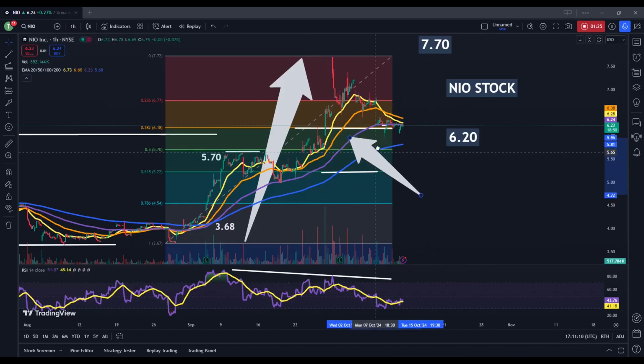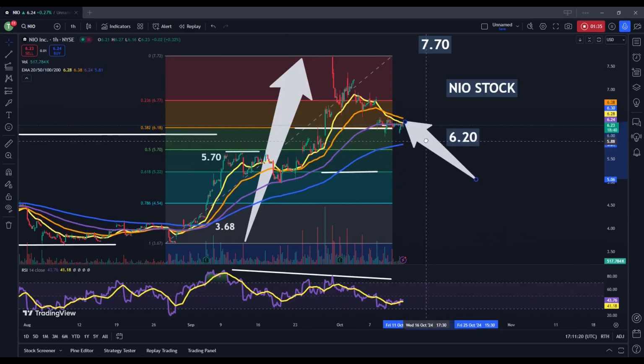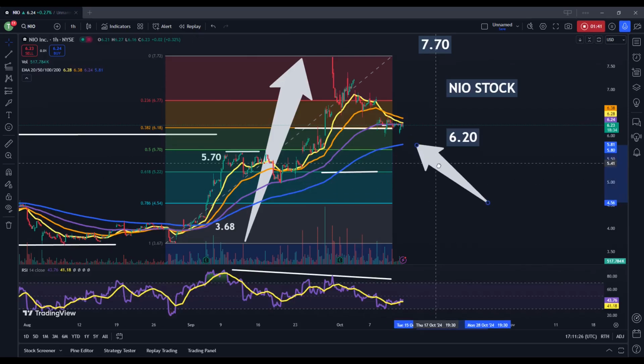So, this is the 38.2% Fibonacci retracement. It's an old resistance area from, this would have been September 26th. And then we've also got several moving averages that are starting to converge right in this area. So clearly this is a major line in the sand, at least from a short-term perspective.